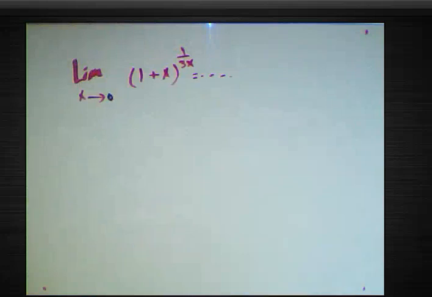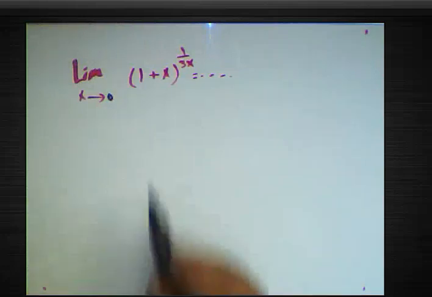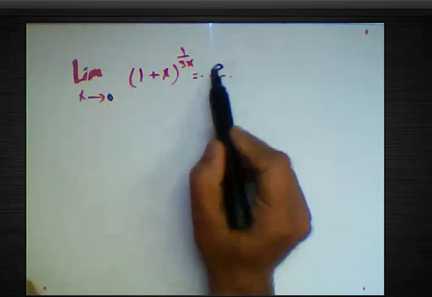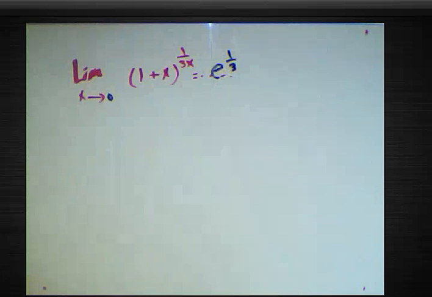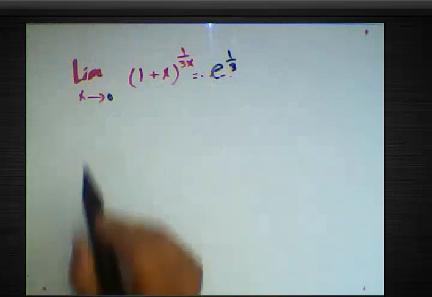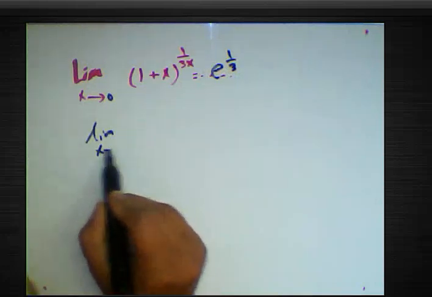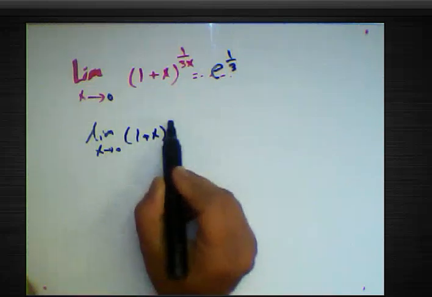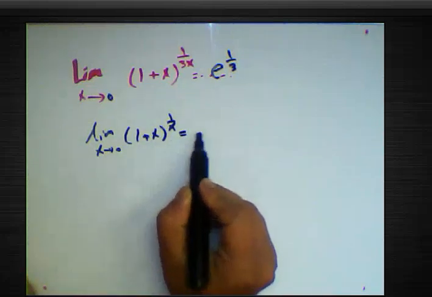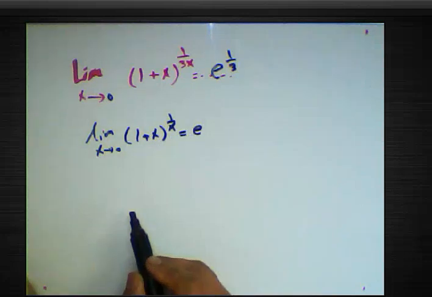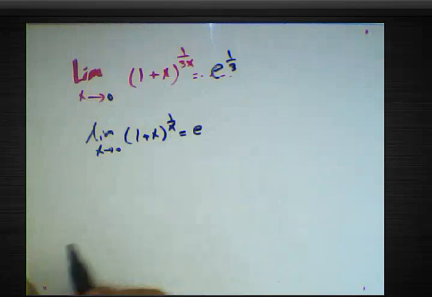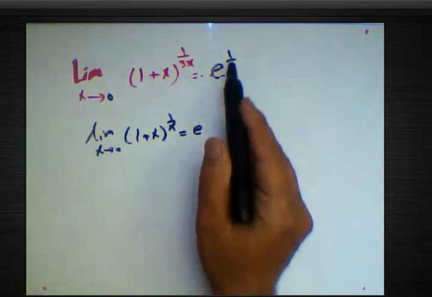Number 2: the limit when x approaches 0 of the function (1 + x)^(1/(3x)) will be e^(1/3), because we know the rule: the limit when x approaches 0 of (1 + x)^(1/x) equals e. If we have a third here, the result will be e to the power of a third. So the result in this example is e^(1/3).